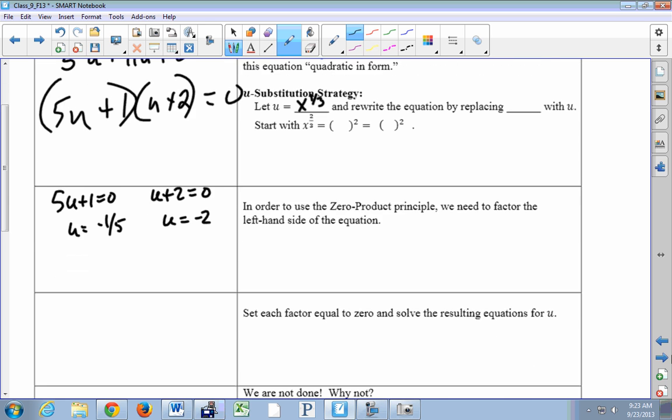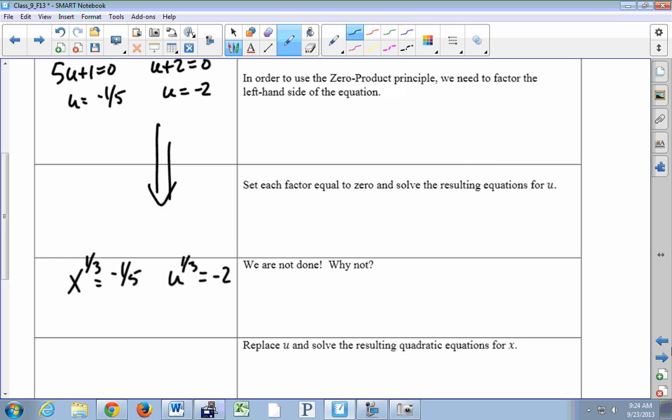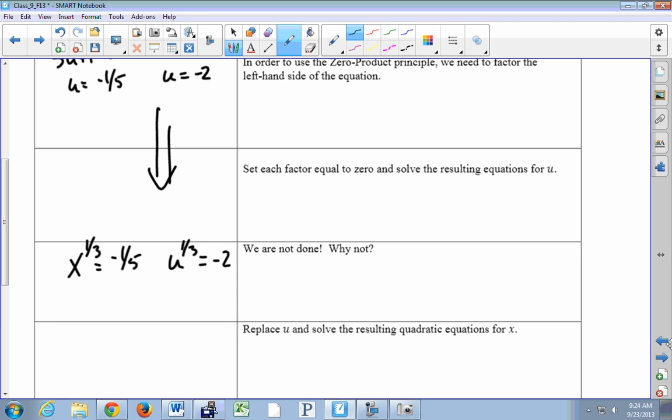So now we've set each factor equal to 0, but we're not done. So we take u and we go back and we substitute: x to the 1/3 equals negative 1/5, and x to the 1/3 equals negative 2. And the reason why this particular section is nice is it gives you a reminder of how to solve all types of equations in the end. So now we have a rational exponent equation, right? An equation with rational exponents in it. And what was our strategy? We wanted to make, oops, that should say x to the 1/3, not u.